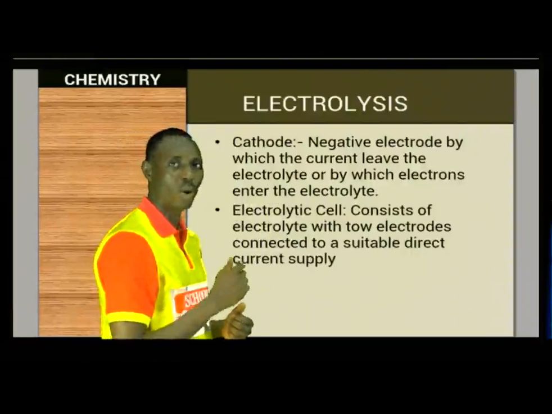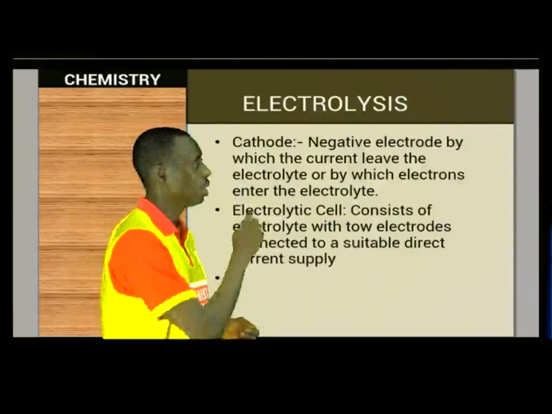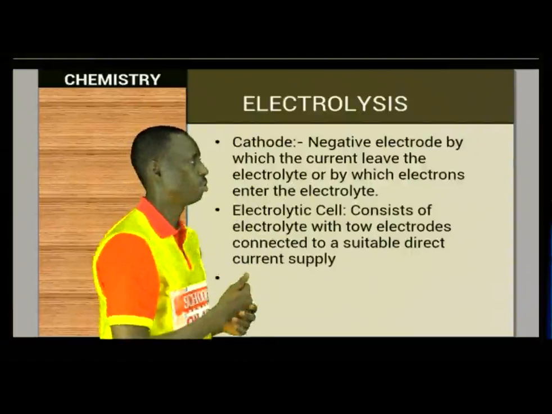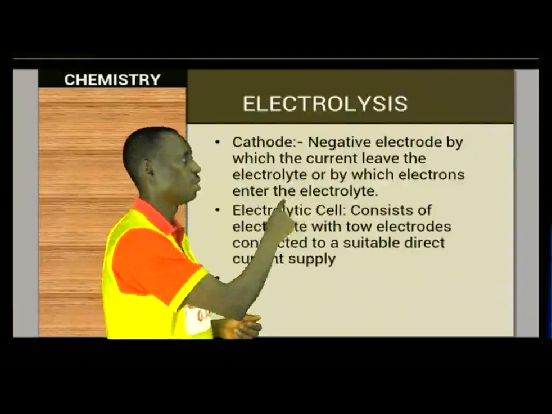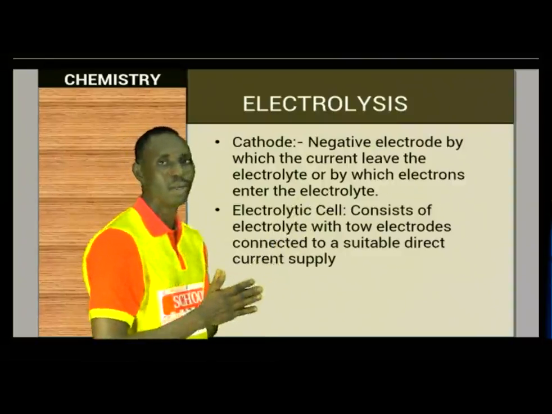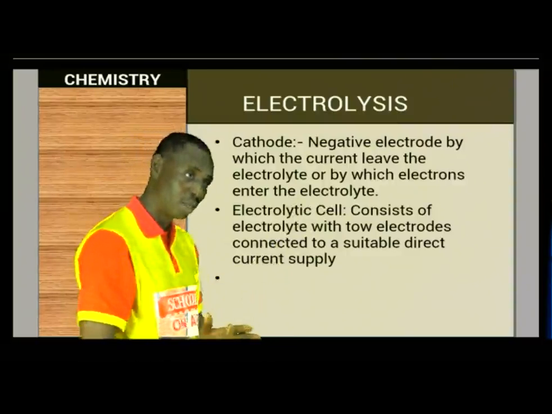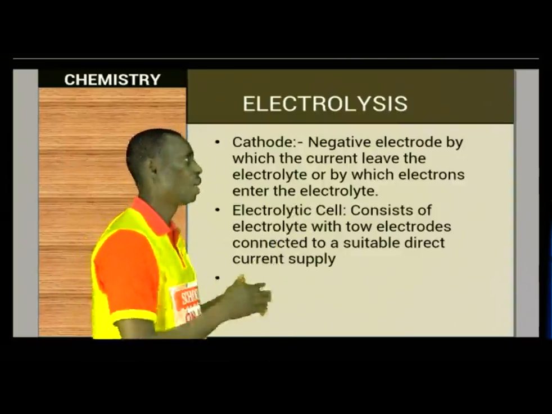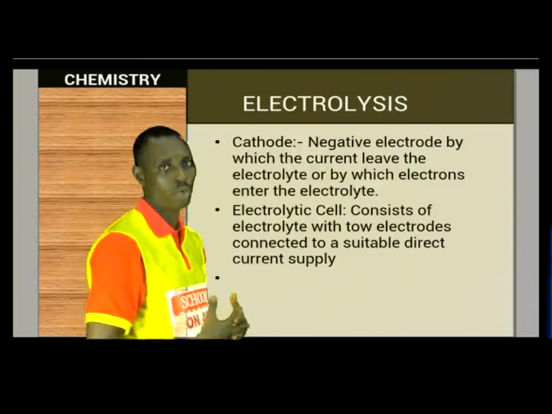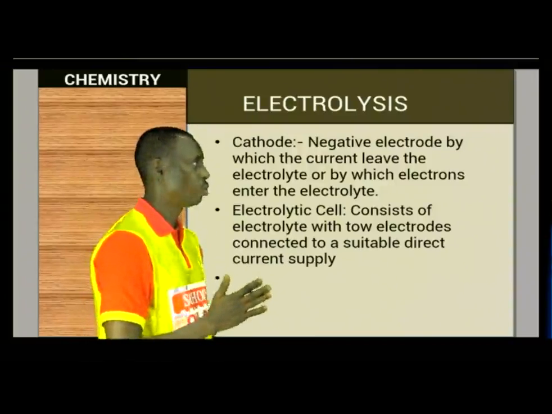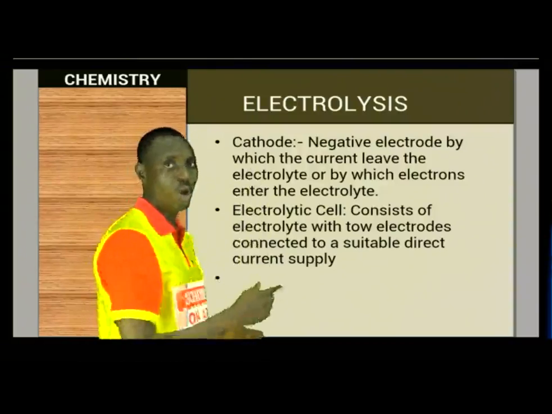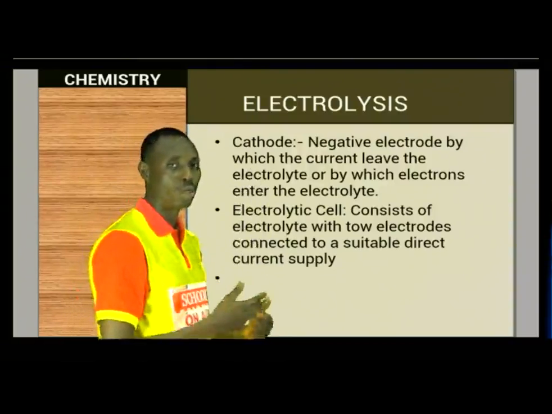But in this case now, unlike the anode, which is a positive electrode, the cathode is a negative electrode, by which the current leaves the electrolyte, or by which electrons enter the electrolyte. I hope you are taking note of the word. The current is leaving, and the electrons will enter into the electrode. So we have the negative electrode called the cathode. We also have the positive electrode called the anode.